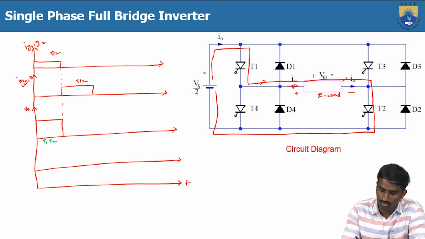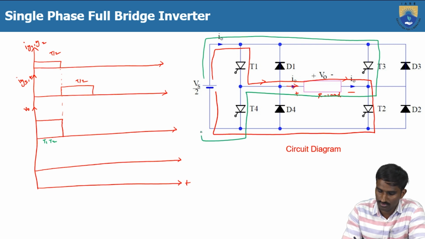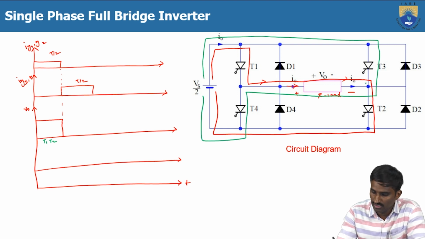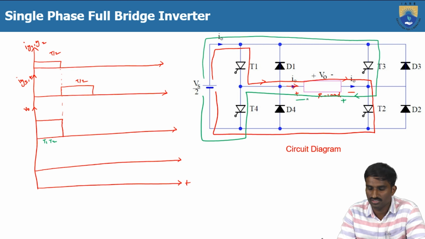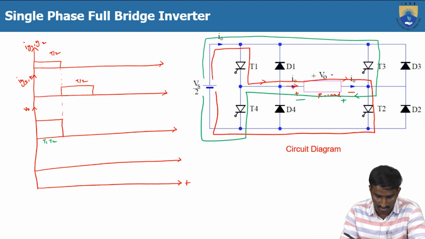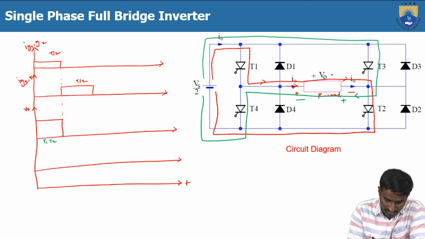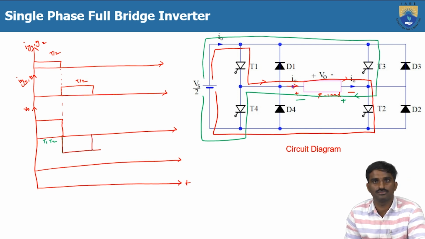Then the load current will flow from the source through T3, through the load, to T4 and back to the supply. Which means the direction of the current is opposite, and the voltage terminals have also been changed. Then of course you will get the negative voltage for this duration.